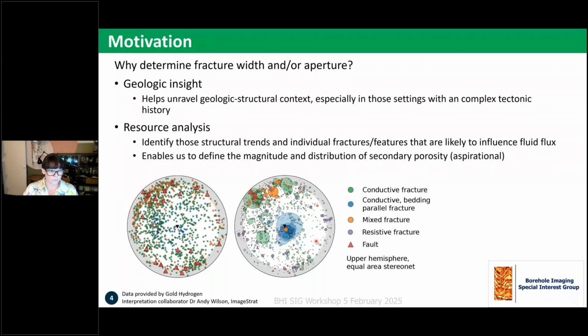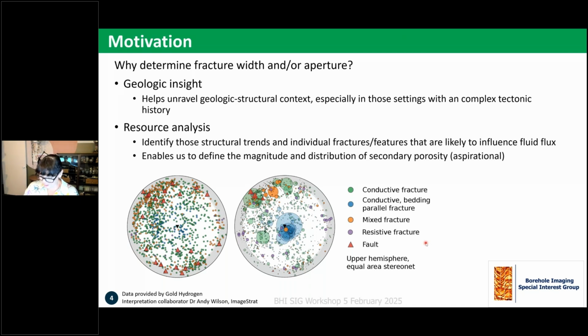I work in fractured reservoirs mostly, and so what I'm looking for is the structural trends or individual faults and features that are likely to influence the fluid flux. And I want to be able to define the magnitude and distribution of secondary porosity, but that's pretty aspirational, and by the end of this you'll see why that is very aspirational, but we hope to get there one day.